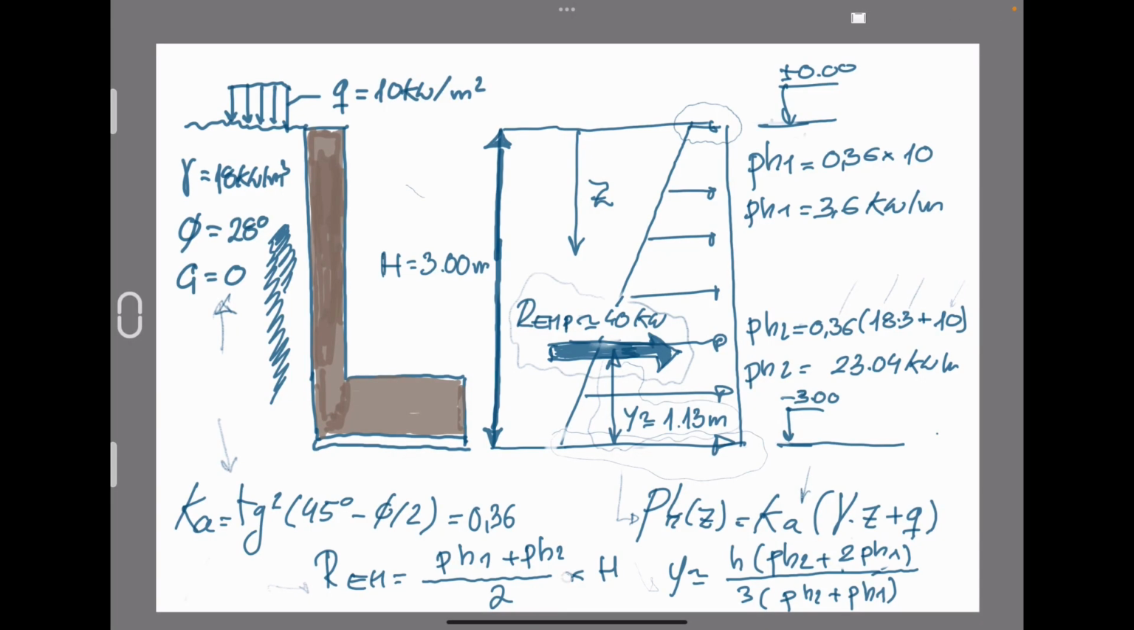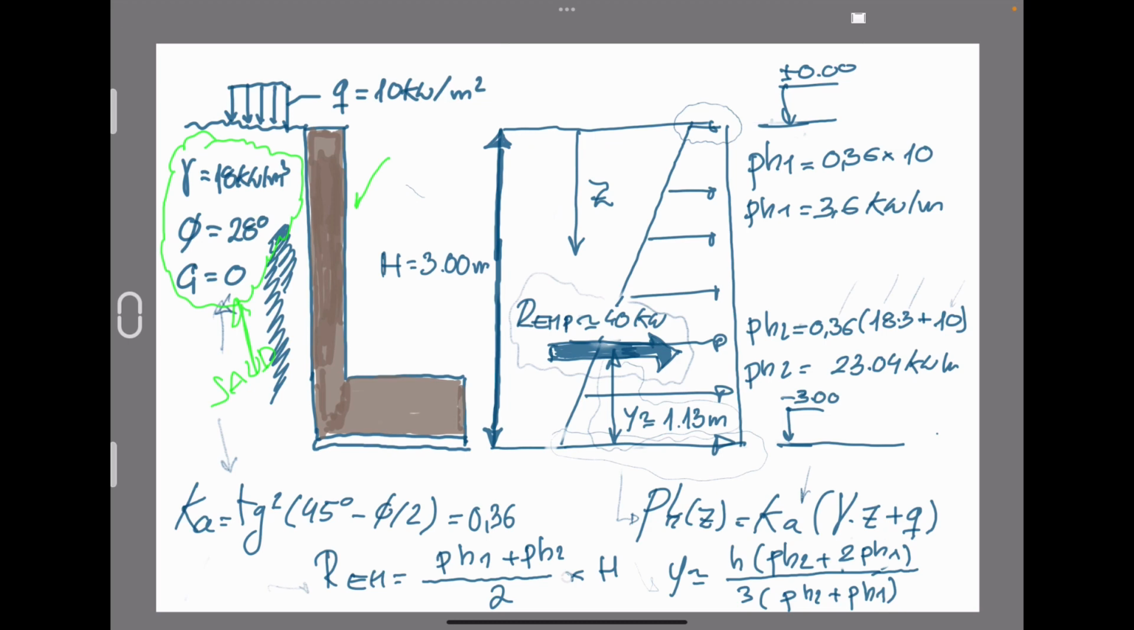Let's develop a practical example to explain all the concepts previously treated in this post. On the left side here we have an L retaining wall of concrete. The aim of this retaining wall is to retain sand, earth with the following properties and parameters: a density of 18 kilonewton per cubic meter, an internal friction angle of the soil of 28 degrees, and cohesion 0 as it is assumed to be sand.